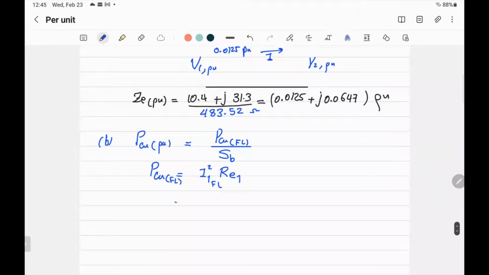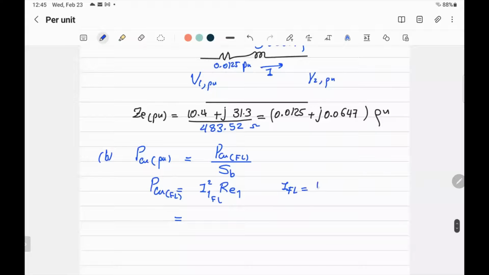Well, let's calculate it. What is the current at full load? How do you find the current at full load? Rated power divided by rated voltage, volt amp divided by voltage. That's right. We are going to use the full load of S base, which is 10,000 VA. The rated voltage on side 1 is 2,200 volts. So you get the full load current, which is equal to 4.55 amp.